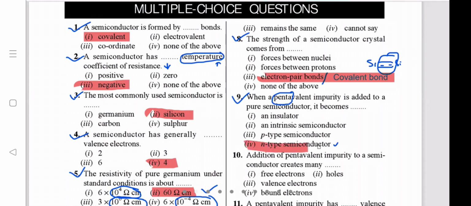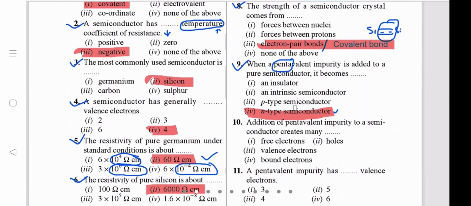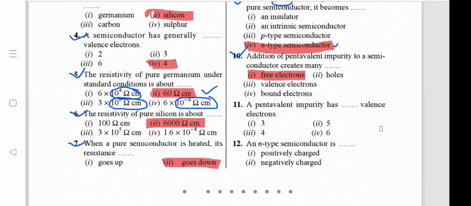We know to make an N-type semiconductor, pentavalent impurity is required. To make a P-type semiconductor, trivalent impurity is required. Addition of pentavalent impurity to a semiconductor creates many free electrons. So jitna pentavalent impurity डालोगे, that many free electrons will be generated. So addition of pentavalent impurity to a semiconductor creates many free electrons.